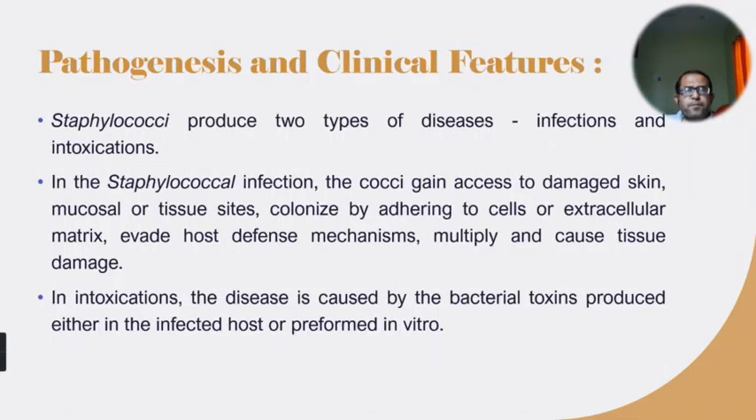Then the next point is the pathogenesis and the clinical features of staphylococcal infection. Staphylococci produce two types of disease. First is infection and the second is intoxication, meaning food poisoning. In Staphylococcus infections, the cocci gain access to damaged skin, mucosal or tissue sites. They colonize there by adhering to the cell or extracellular matrix, evade the host defense mechanism, multiply and cause tissue damage. Such an infection we call a staphylococcal infection.